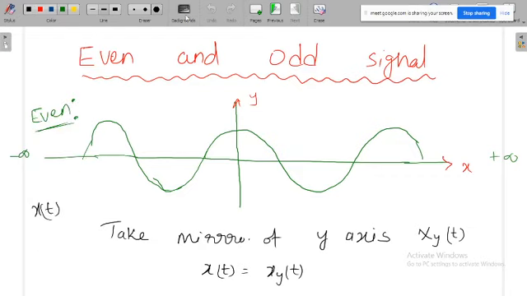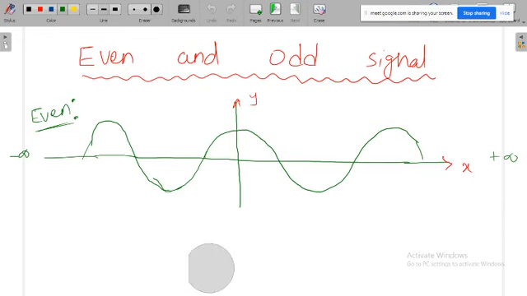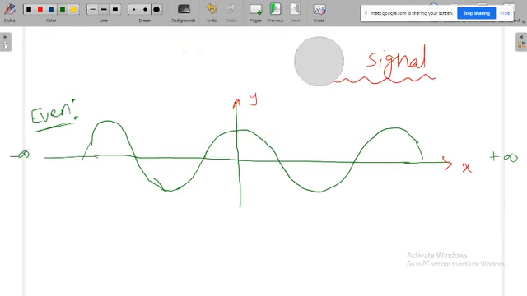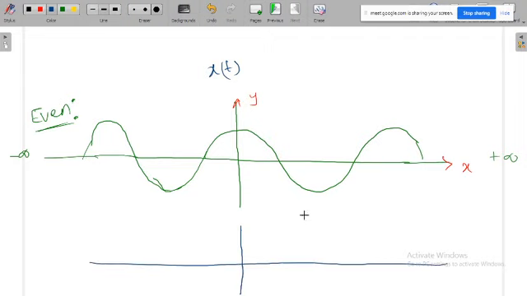Now, this is the original signal x of t. If you take the mirror image with respect to the y axis, what will happen? This is the y axis. Whatever signal is present, I am using a different color, say red. The signal present on the left hand side, I have to put on the right hand side. So that is the mirror image.